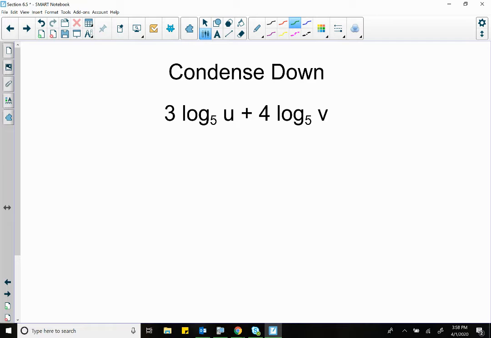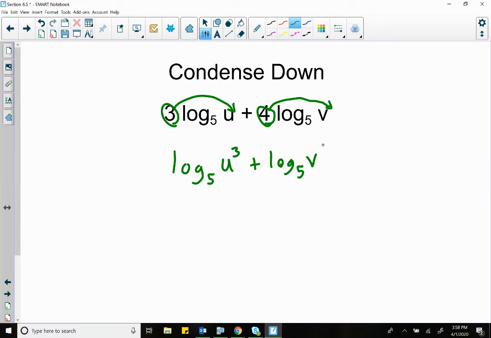Okay, so do I have any powers? Absolutely. Any number that's in front of a log is a power. So these powers need to go back where they belong. So the first thing is we get log base 5 of u to the third plus log base 5 of v to the fourth. Now we've taken care of the exponents.